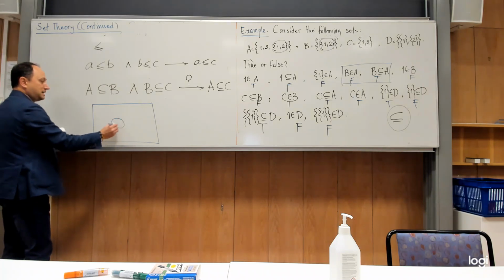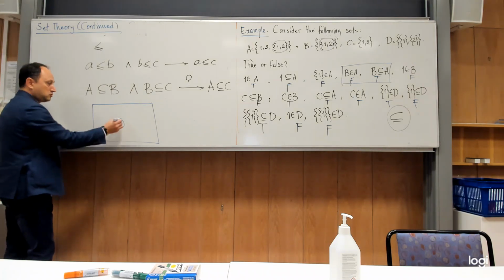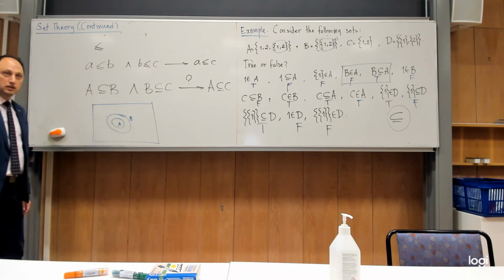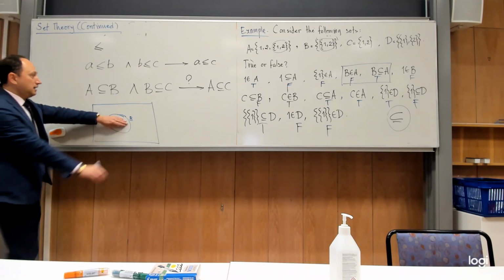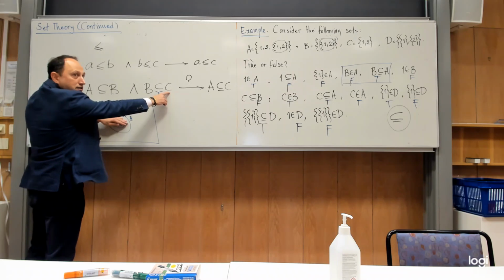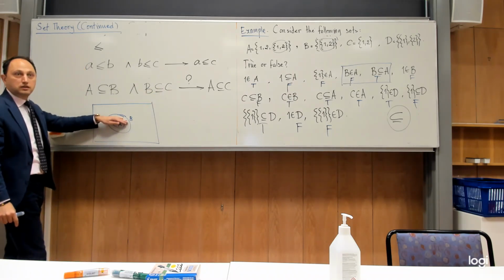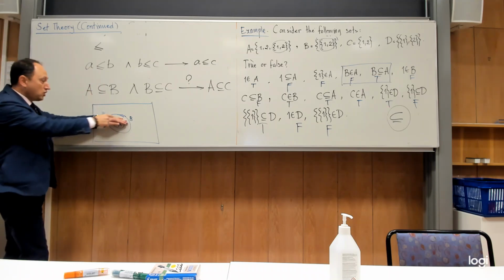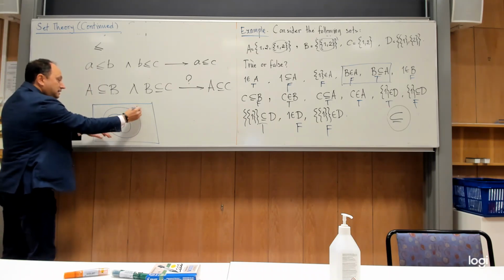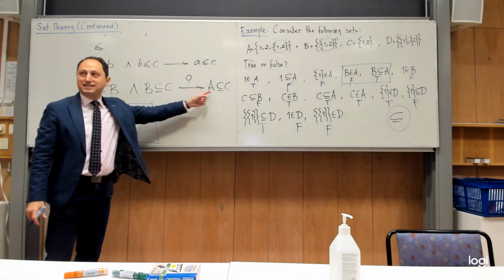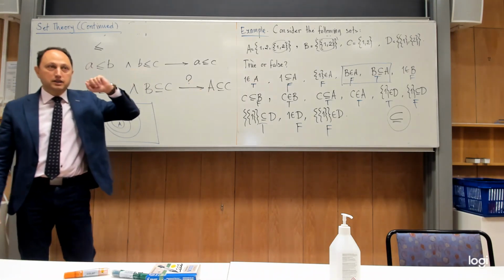So this means that if this is A, then B is something like this, containing the whole A. And now forget about A. There is another set so that B is a subset of C. So how should I draw C? I need to draw C in a way to contain B, which automatically contains A. So it seems true that A is a subset of C.